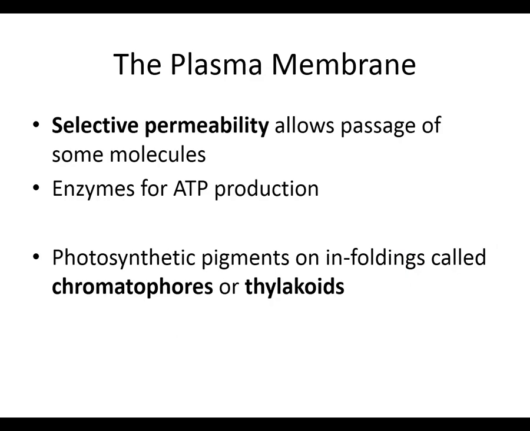All right. So it is selectively permeable, allows passage of some molecules and not others. There are enzymes, at least in prokaryotic cells and in the mitochondria of eukaryotic cells, for ATP production. Photosynthetic pigments on infoldings called chromatophores or thylakoids can be found also on the plasma membrane.